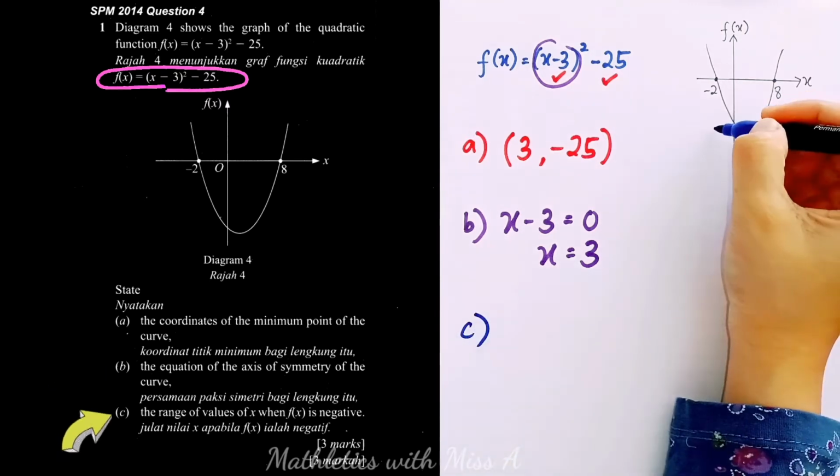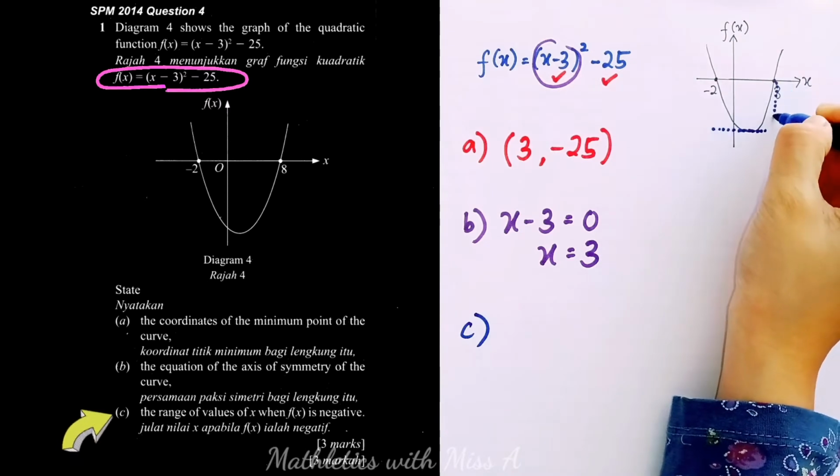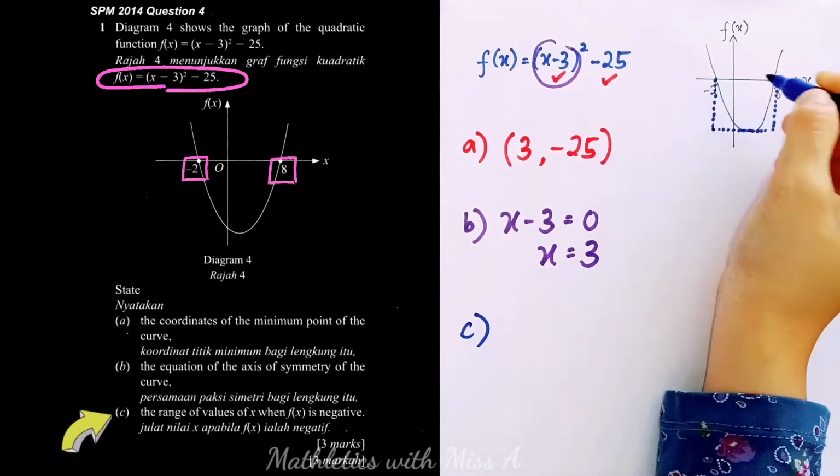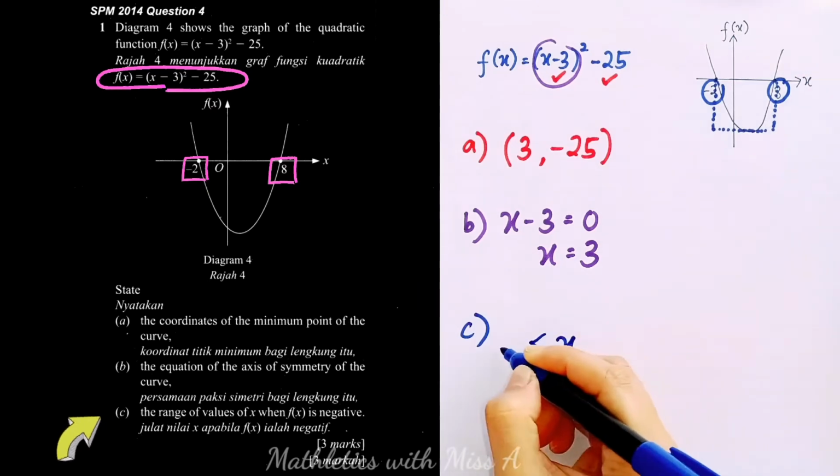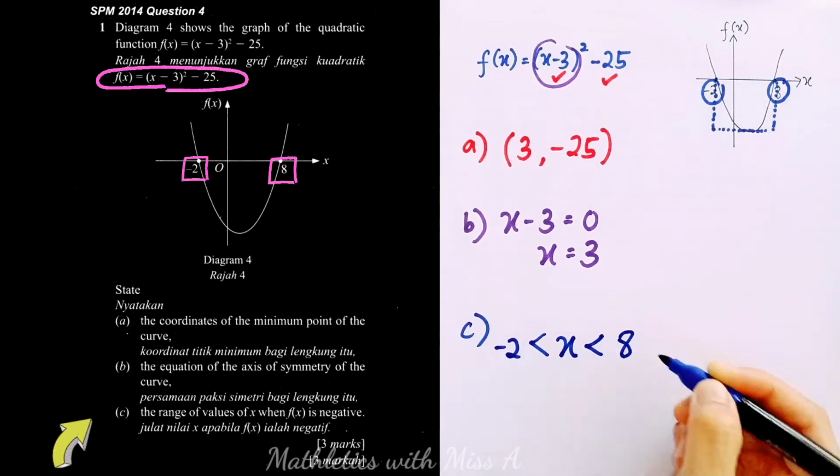And C, the range of the values of x when f(x) is negative: the value of x is in between negative 2 and 8.